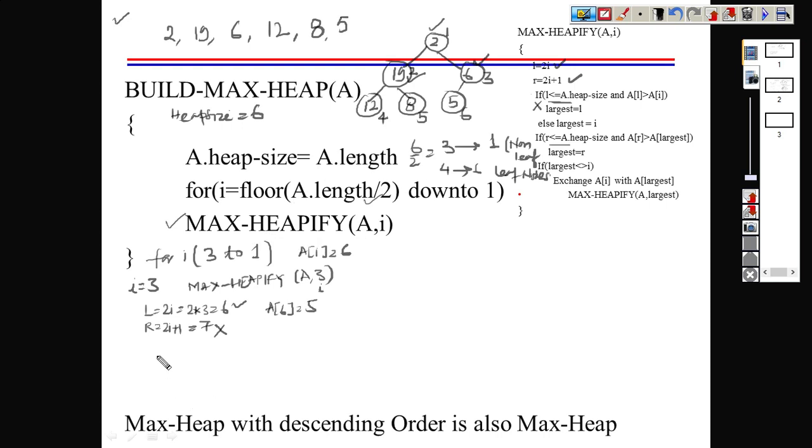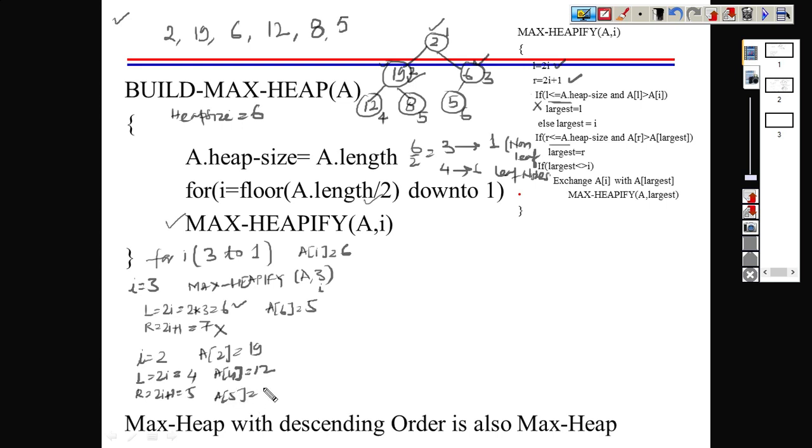So let us see what will happen. When you move to the next iteration, i equals 2, what is A of 2? A of 2 is 19. This is your parent node, and now you have to compare with your left and right child to see whether it fulfills the order property or not. You will find the left child, which is 2i, the fourth index, and the right child is 2i plus 1, which is the fifth index. A of 4 is 12 and A of 5 is 8.